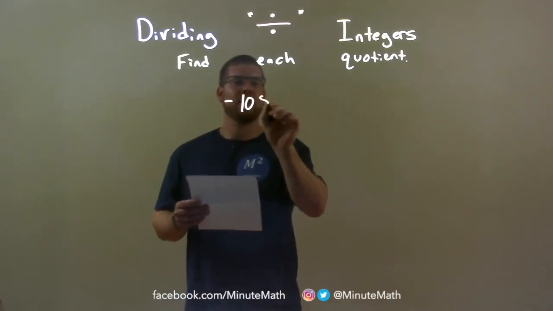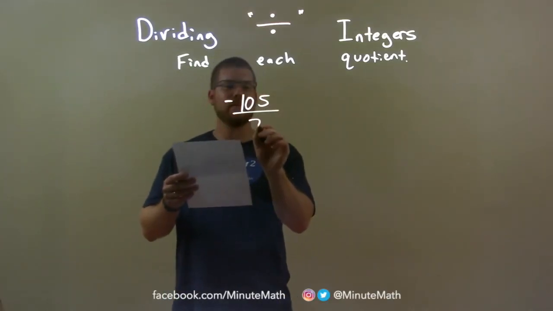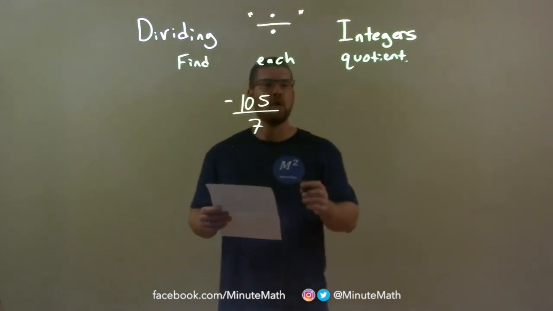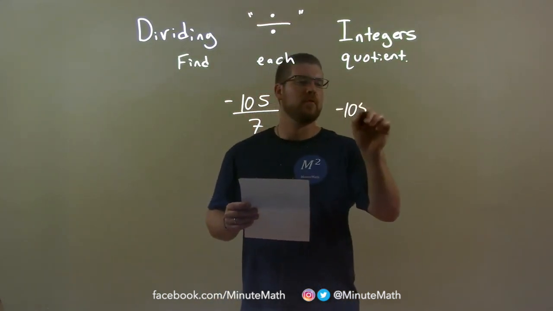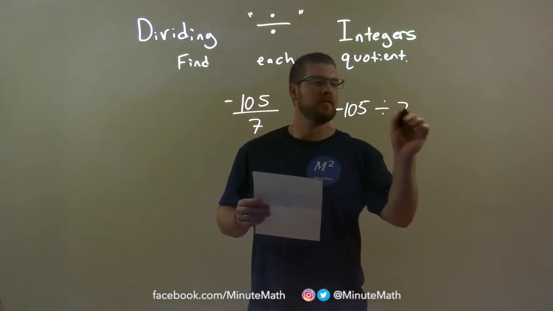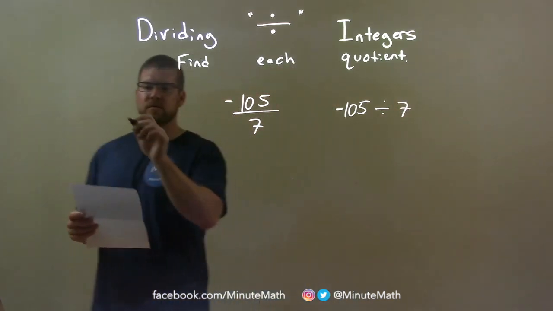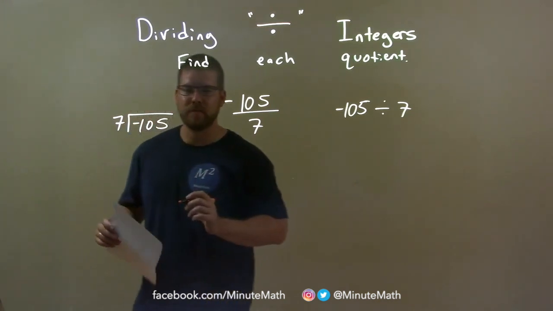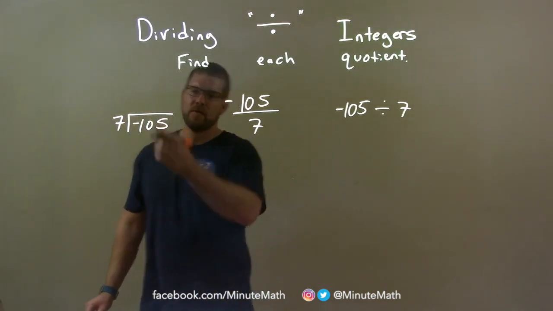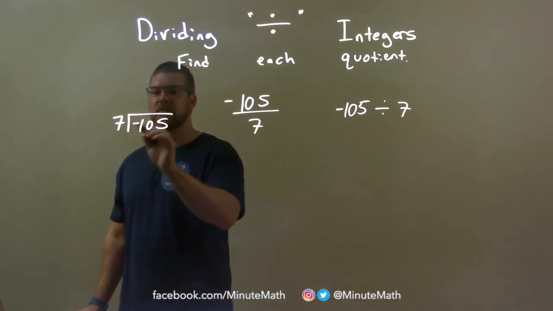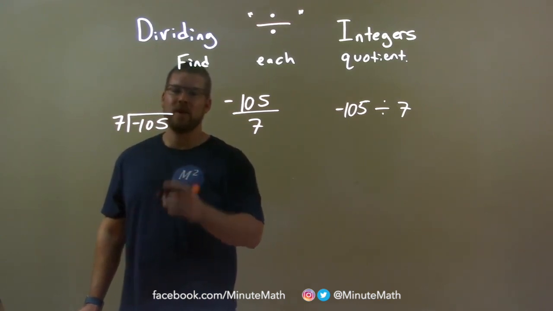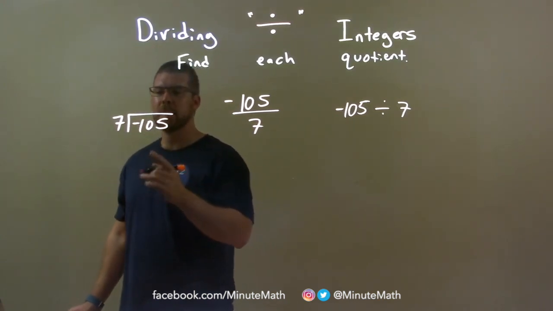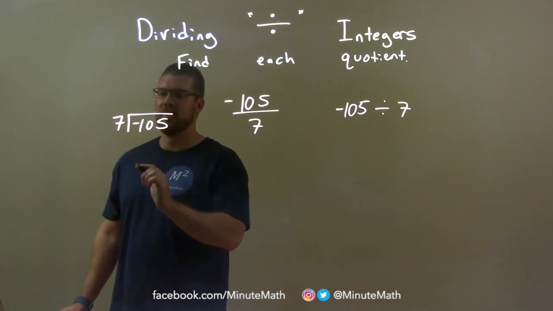Negative 105 divided by 7, okay? Well, we know that's also the same thing as this, negative 105 divided by 7, or in long division form, 7 goes into negative 105, okay? So for this one, I'm going to use long division here. 7 goes into 105, and I'm going to ignore the negative part for right now. Can't forget it at the end.